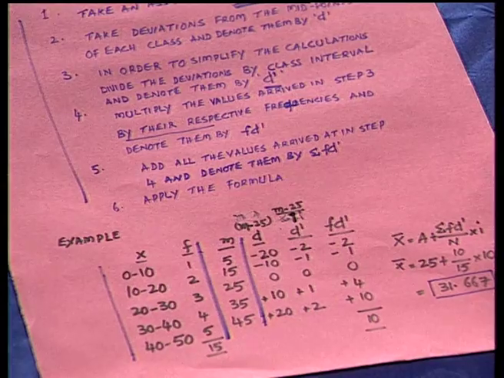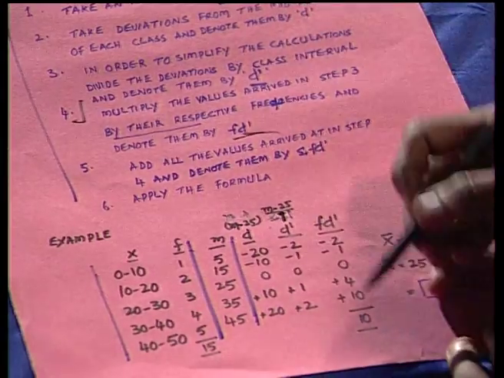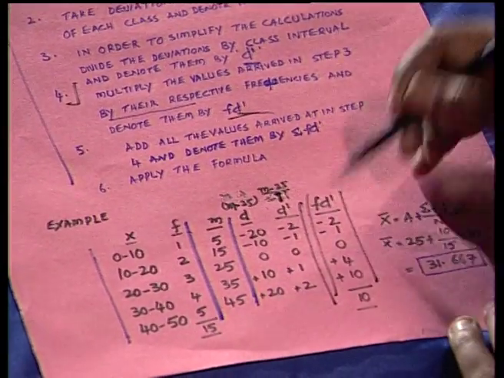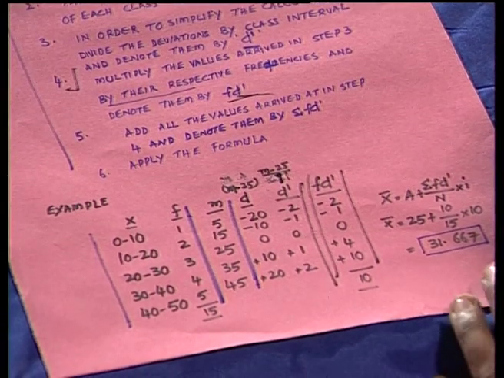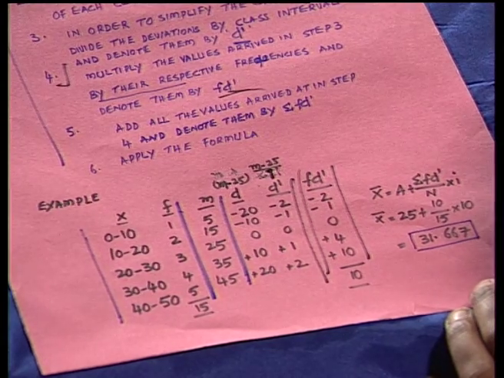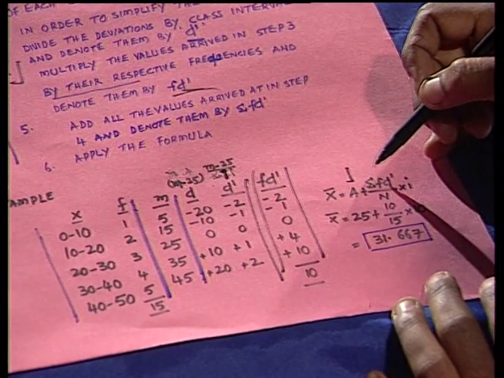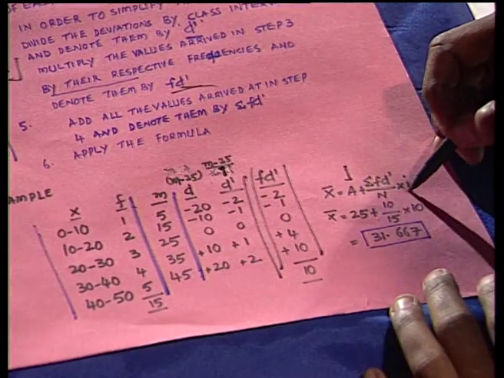Now the next step is to multiply the values arrived at in step number 3 by the respective frequencies and denote them by f d dash. And the fifth step is to add all the values arrived at in step number 4 and denote them by sigma f d dash. And finally, you apply the formula, which is x bar is equal to assumed mean A plus sigma f d dash by n into i, which is nothing but the class interval.